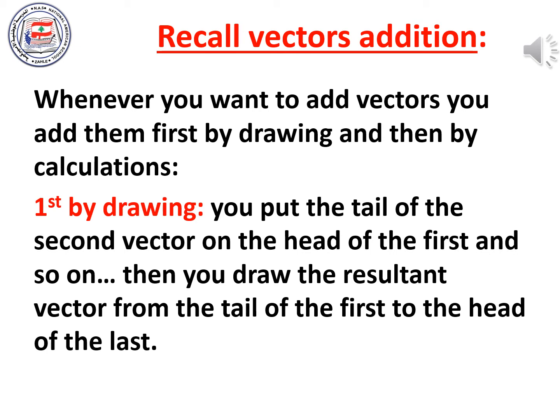So repeat it in your head whenever you want to draw a resultant force. You say, I put the tail of the second vector on the head of the first. Then I put the tail of the third on the head of the second, etc., until all the vectors that I want to add are done. And then I draw the resultant vector, which is the total vector, from the tail of the first to the head of the last. We will see several examples.